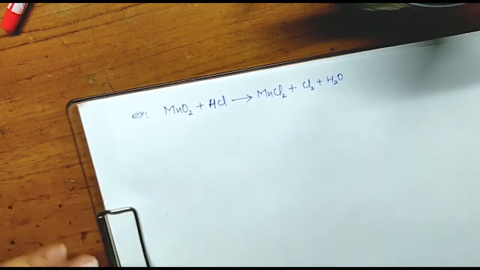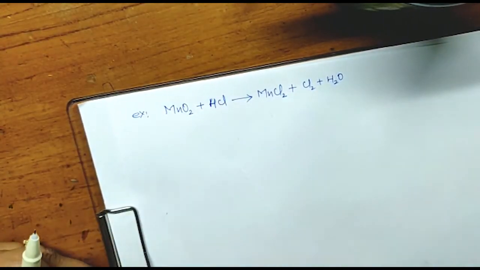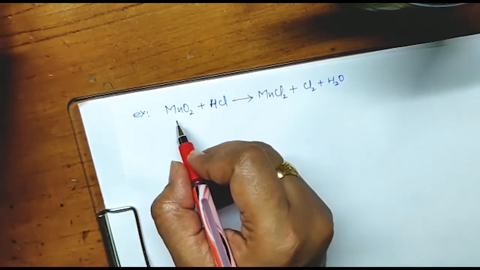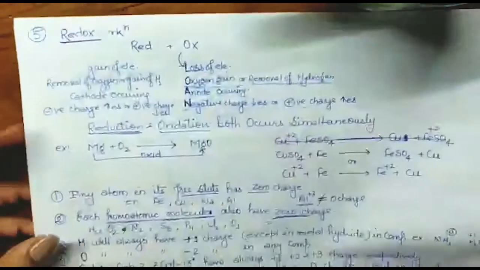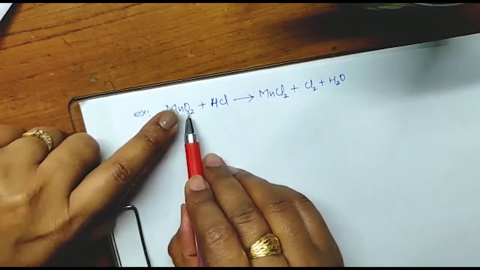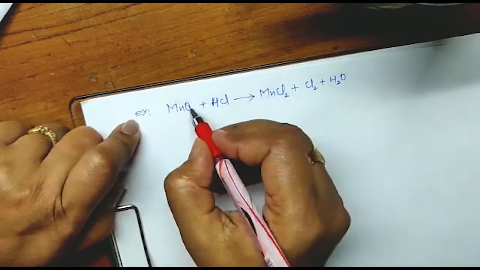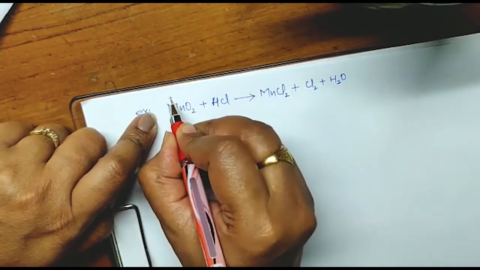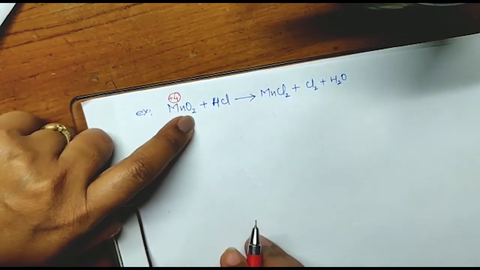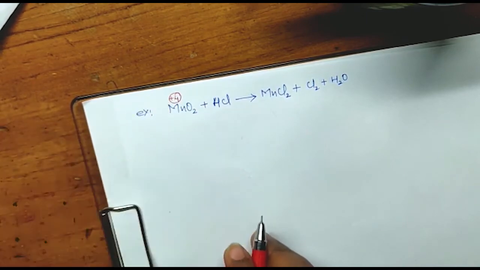Now we have to find the oxidation numbers. Let's do it verbally. MnO2: oxygen, I told you, in general has a -2 charge. So one oxygen has -2, and there are 2, so for 2 it will be -4. To make the whole compound 0, this Mn should have +4, isn't it?